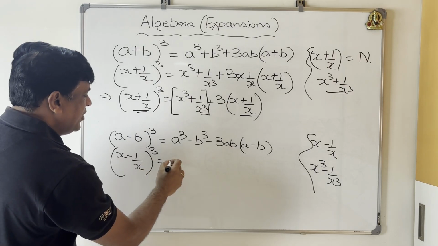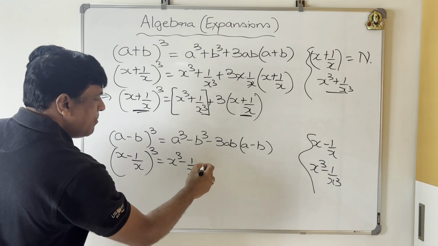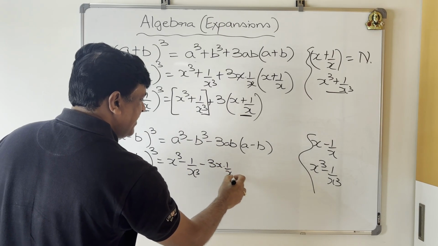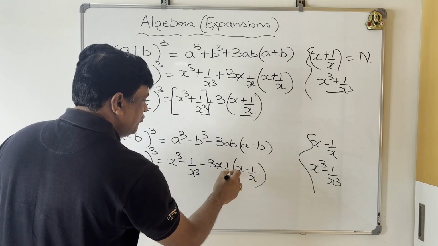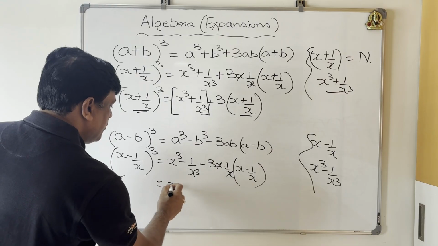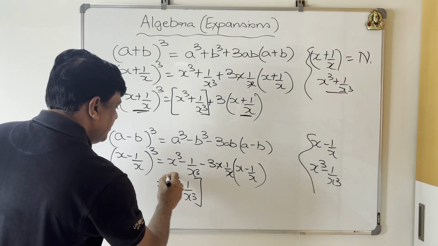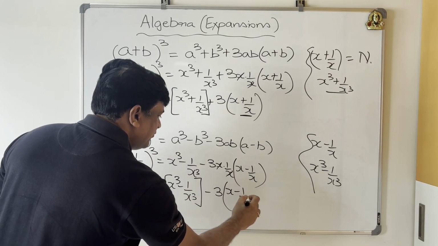So what do you get? You get (x³ − 1)/x³ − 3 times x into 1/x times (x − 1/x). So these two get cancelled. What do you get? You get (x³ − 1/x³), put it in a bracket, minus 3 times (x − 1/x).